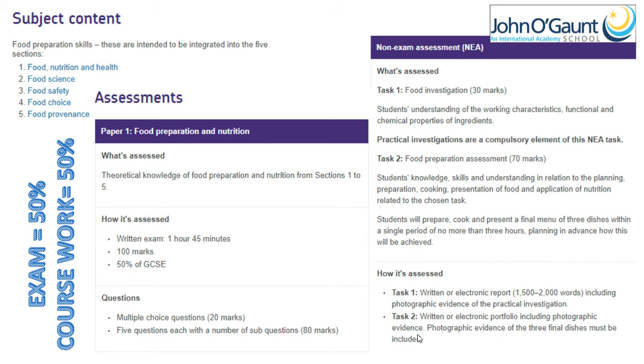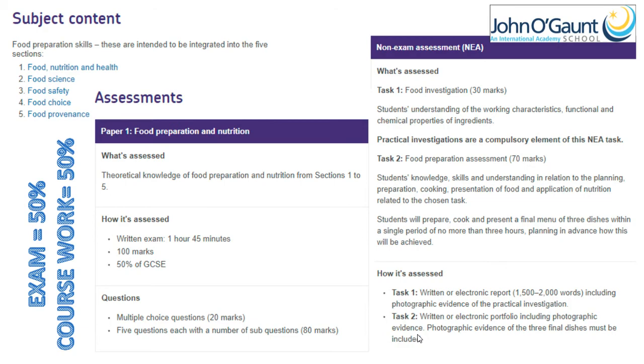They would then make dishes, and then they build on the dishes that they've made by evaluating it, looking more into their target market and audience, and then preparing, cooking and presenting a final menu of 3 dishes within a single period of no more than 3 hours. Okay, planning in advance how this will be achieved. So the 3 hours of cooking time happens under exam conditions. It's a really lovely day where students get to show the brilliant skills that they've learned in the food technology over the 2 years, and it's done under exam conditions.